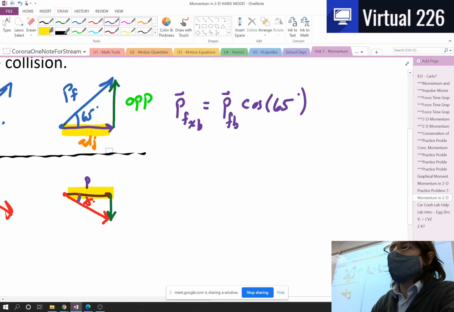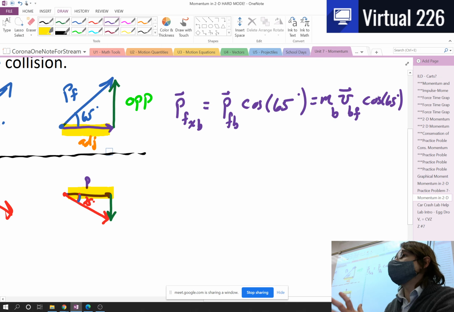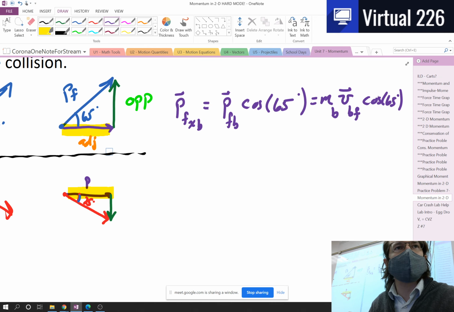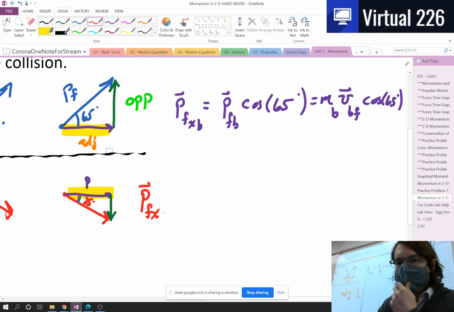This means we could write it, if we wanted to, as the mass of the bullet, the bullet's final velocity, times the cosine of 65 degrees. That's the final momentum, but only in the horizontal direction, only in that x direction that we have. If we play the same tricks for the tin can, the final momentum in the x direction of the tin can, we'll just put a T for tin.